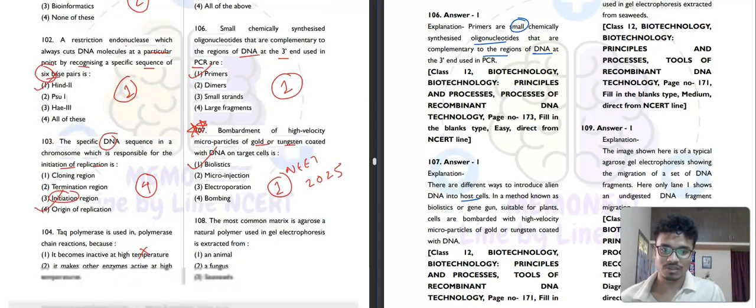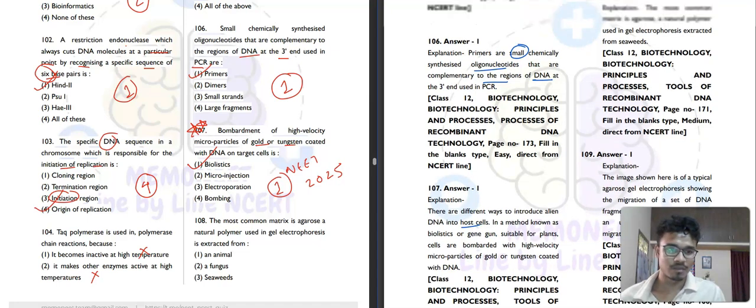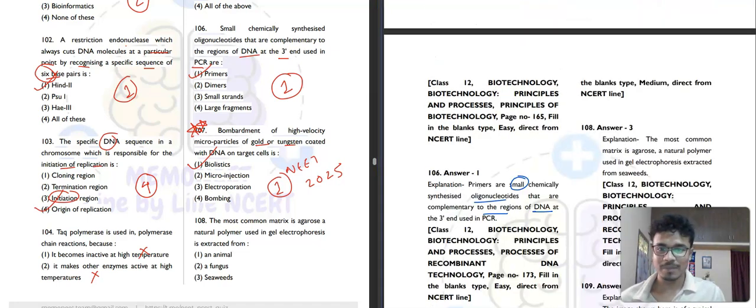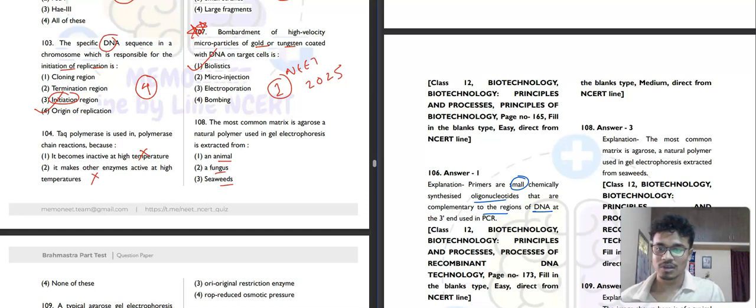Moving to the next question, that is question number 108. Let's see what it is saying. The most common matrix is agarose gel, and the natural polymer used in gel electrophoresis is extracted from animal, fungus, seaweeds, or none of this. So this is extracted from seaweeds. We know that. So the third option will be your correct answer.